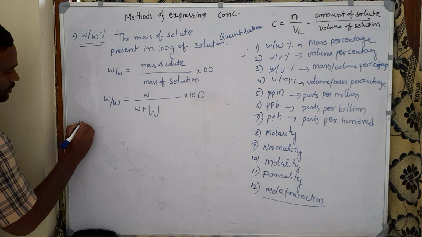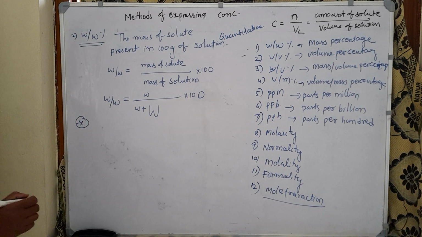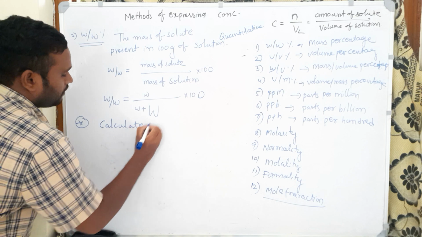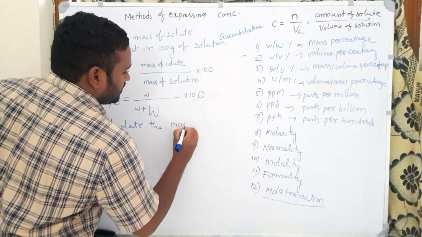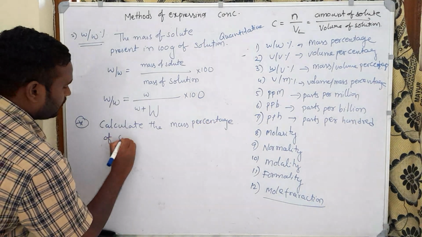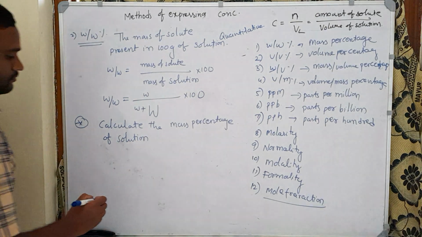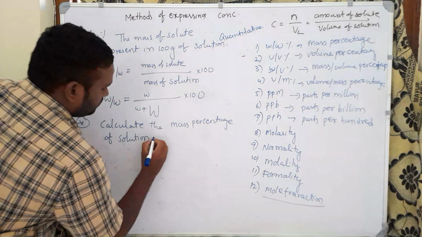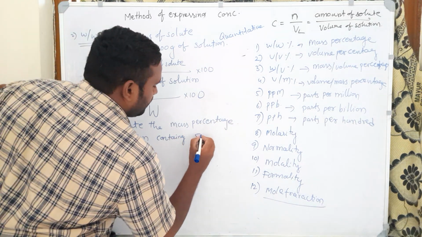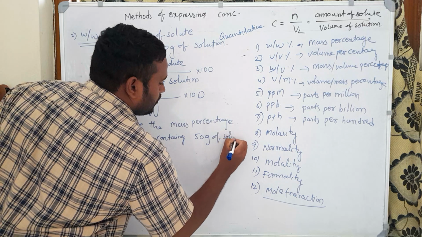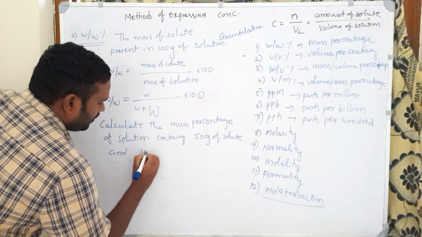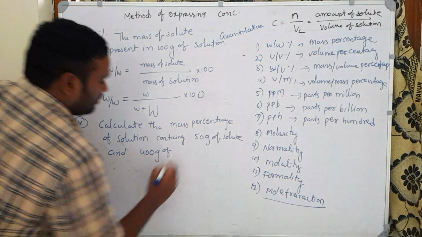Let us take one illustration here. Calculate the mass percentage of a solution containing 50 grams of solute and 400 grams of solvent.